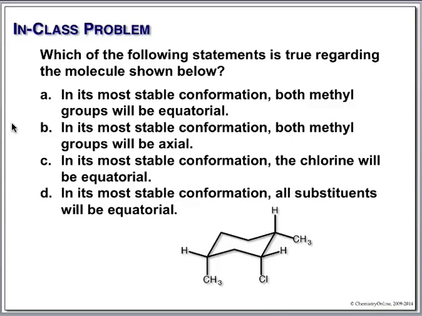B, most stable conformation, both methyls will be axial. Can't do that either, because they will always be axial equatorial. Just swap positions. Most stable conformation, the chlorine will be equatorial. Now let's look at that one. If we do a ring flip here, this and this will both become equatorial, won't they? And this one will be axial. So in the most stable conformation, this would give us two groups equatorial, one axial.